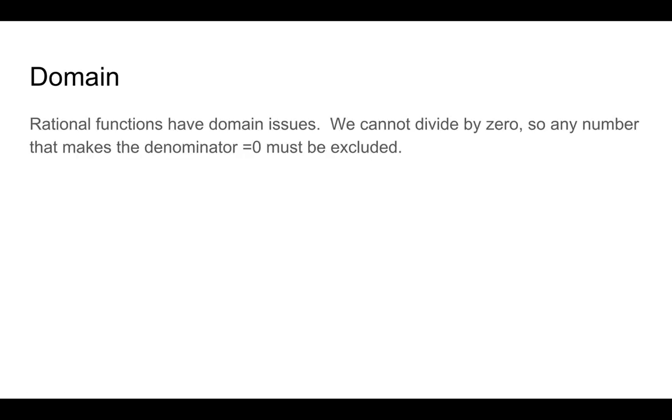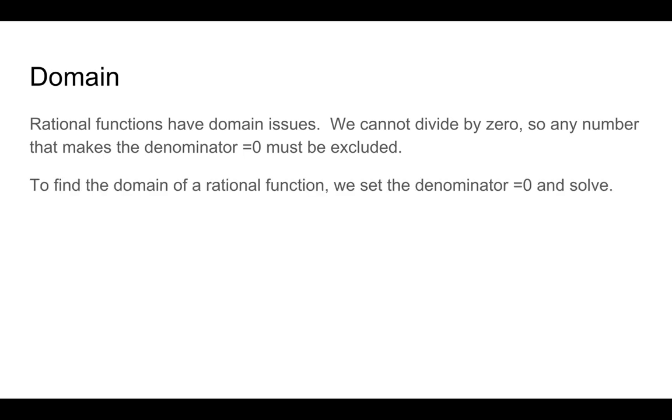Okay, rational functions have domain issues. Anytime you're dividing, you have to worry about dividing by 0. So if you have a rational function, any number that makes the denominator 0 cannot be part of your domain. Can't divide by 0. Okay, so to find the domain of a rational function, you take the denominator, set it equal to 0, and you solve for x.